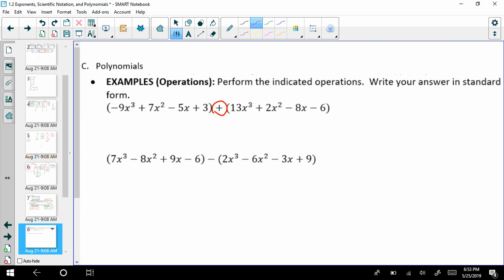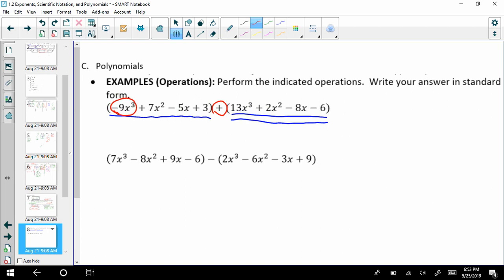Someone asked me once, why do the parentheses need to be there if we're just going to add them? All the parentheses are here for is telling you that, hey, this is one polynomial and this is the other polynomial, and I want to combine them into one. So we're just going to combine like terms.